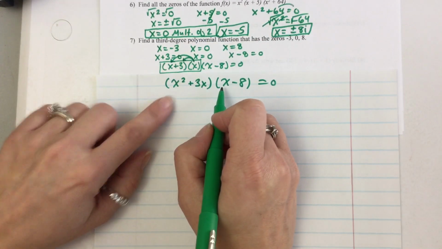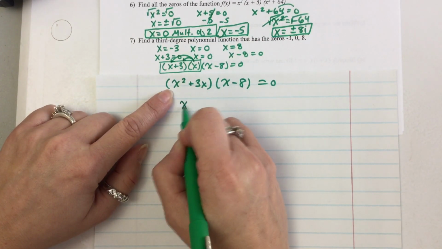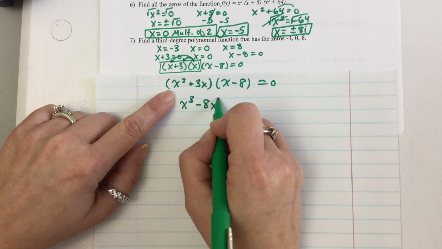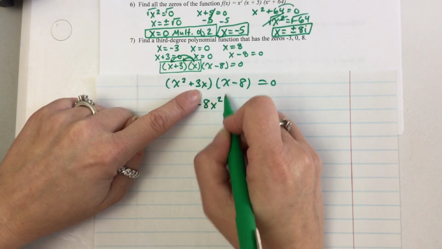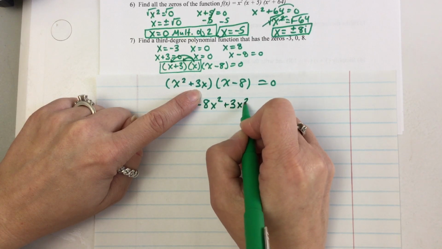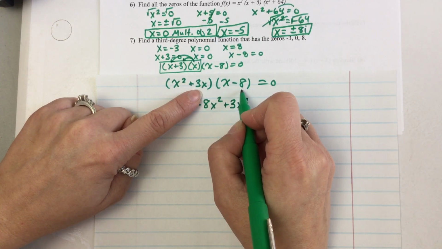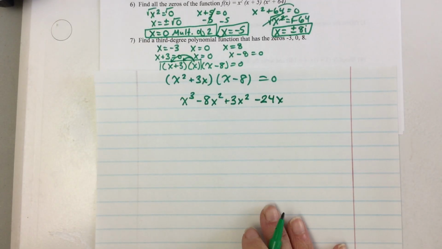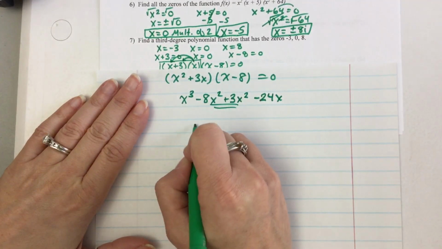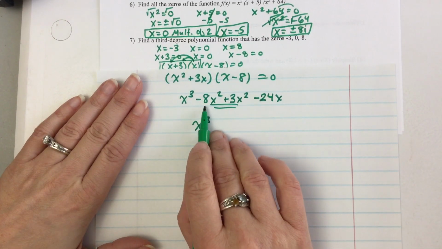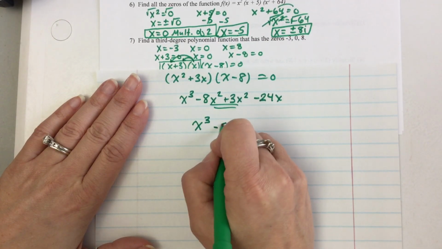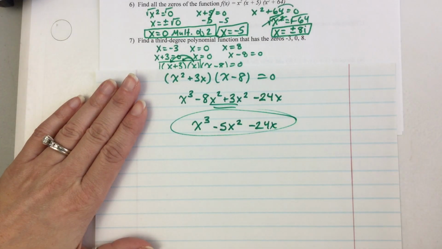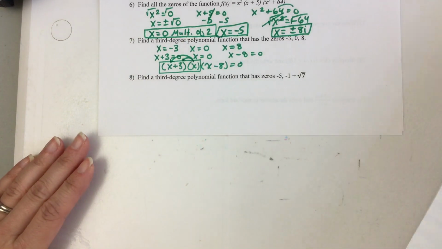Now I can go ahead and FOIL. First times first, x squared times x is x cubed. X squared times negative 8, negative 8x squared. Inside, 3x times x is 3x squared. Last, 3x times negative 8 is negative 24x. When I go ahead and combine like terms, my final answer would be x cubed, negative 8x squared plus 3x squared is negative 5x squared, minus 24x. Done. Okay, so going backwards.